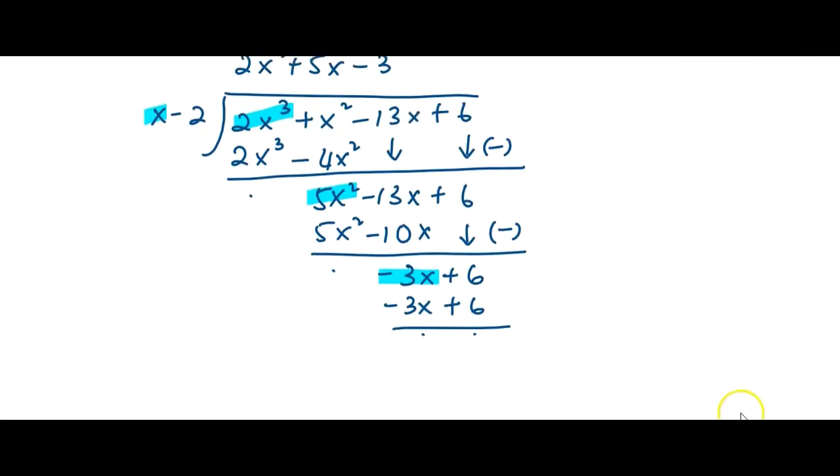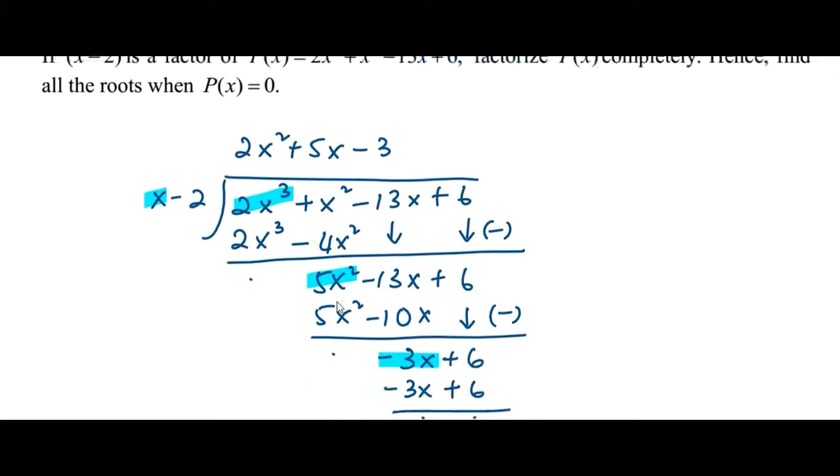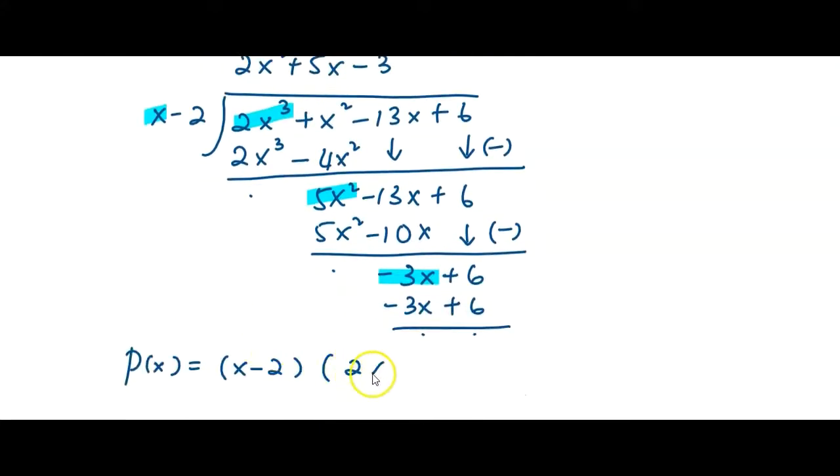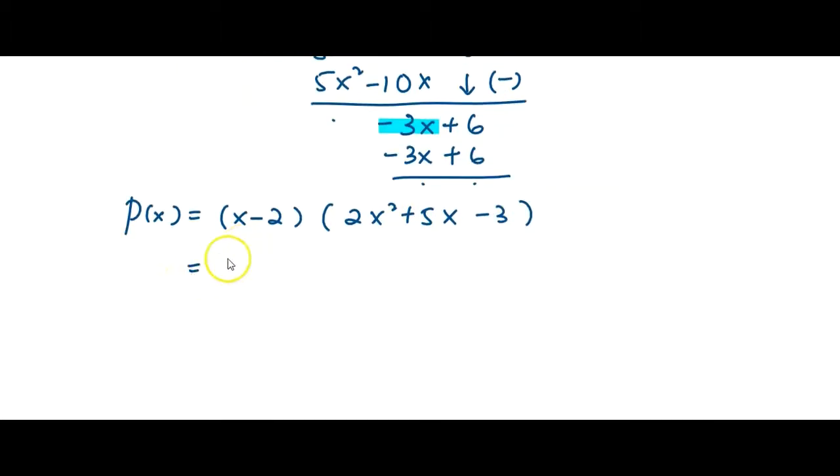So this means that our cubic expression p(x) can be written as x minus 2 multiplied by its quadratic factor, that is 2x squared plus 5x minus 3. Then in order to factorize completely, we're going to check whether this quadratic factor can be factorized further. If it can, you need to factorize.